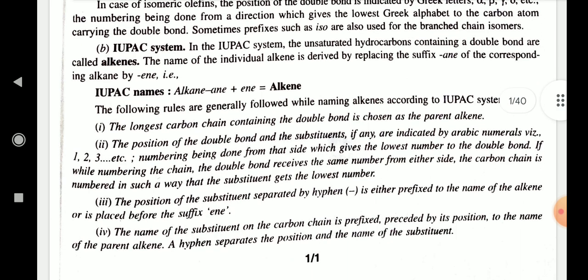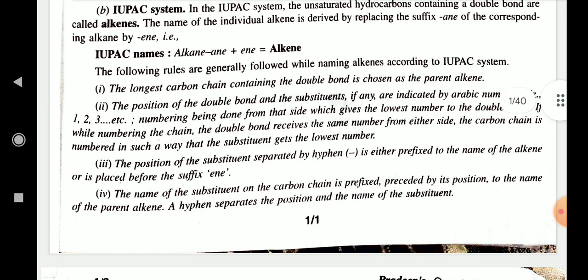Second is the IUPAC system. In the IUPAC system, the unsaturated hydrocarbons containing a double bond are called alkenes. The name of the individual alkene is derived by replacing the suffix "ane" of the corresponding alkane by "ene." That is, IUPAC name is equal to alkane plus "ene", which is alkene. The following rules are generally followed while naming alkenes according to the IUPAC system.